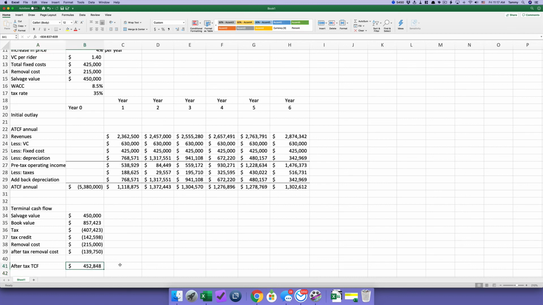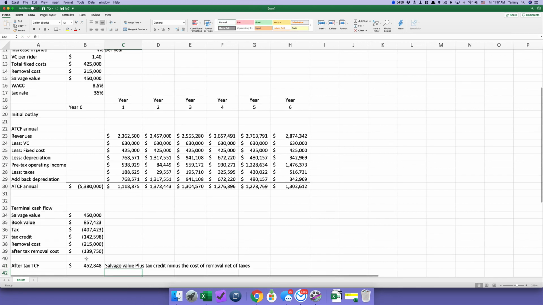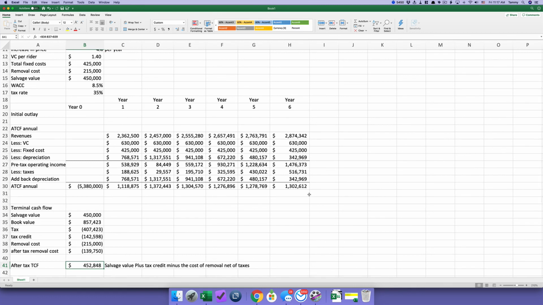Again, I'll write it out for you. It's the salvage value, okay, plus the tax credit, which since we've calculated it as a negative, we have to subtract the negative, minus the cost of removal net of taxes. Okay, so that's our after-tax terminal cash flow. So we add that then. So this is, let's see, a positive. So we add that number here.